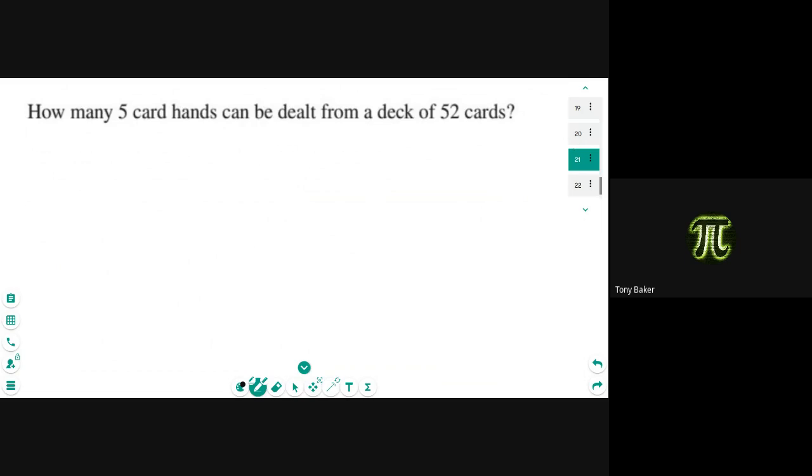How many 5-card hands can be dealt from a deck of 52 cards? So can you get the same card twice? No. So that is out. Does order matter? No, because when you get 5 cards, you get 5 cards, right? You can put them in any order you want. So what am I doing? Combinations. So it's going to be 52 choose 5. When order matters, I use permutation.